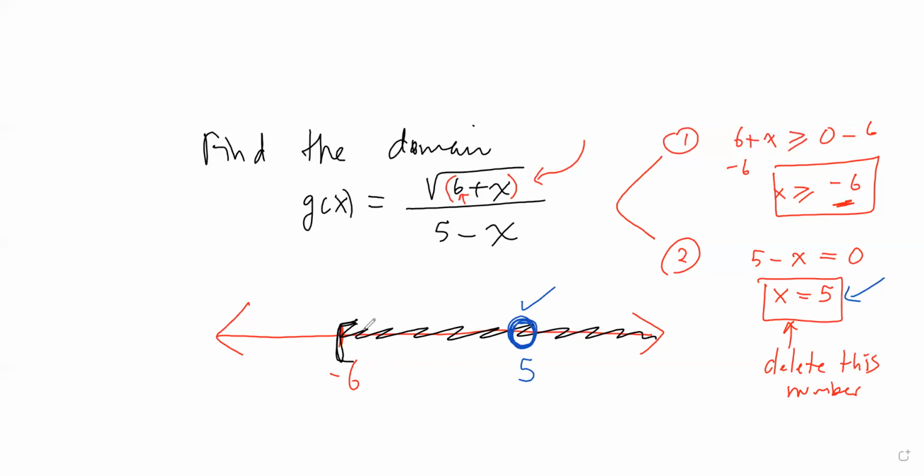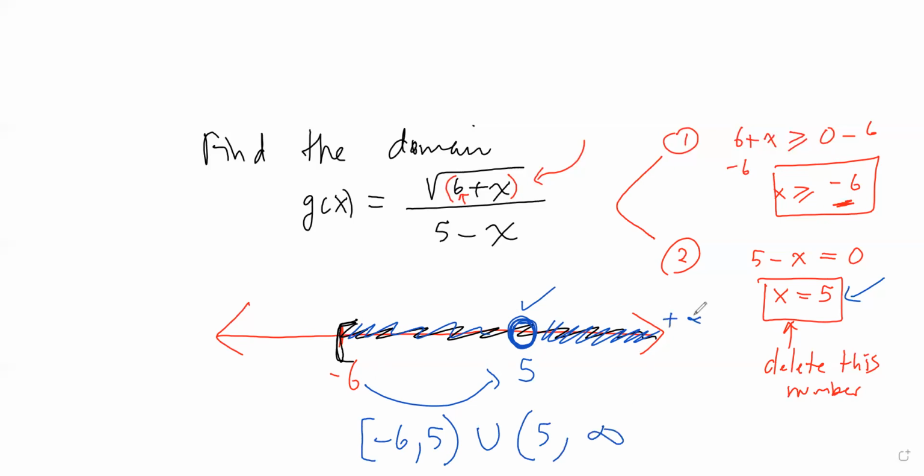And then we'll take all of this, right? So we'll go from -6 to 5. 5 is not included, right? Because we deleted it. And then union. Now we'll take all of this, where 5 is deleted, not included. So it's 5 all the way to plus infinity here. So that's the domain.